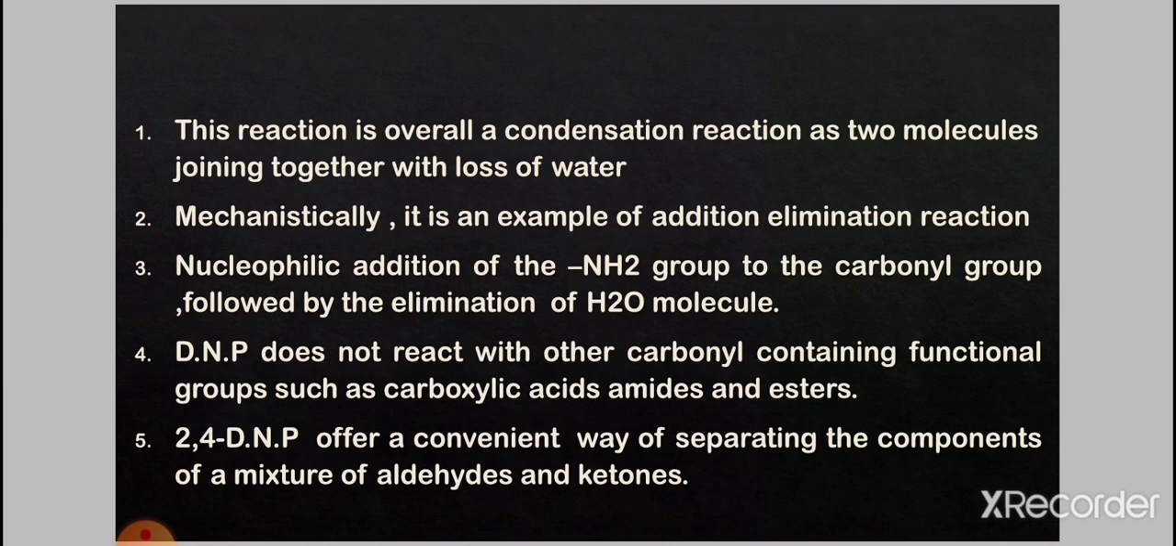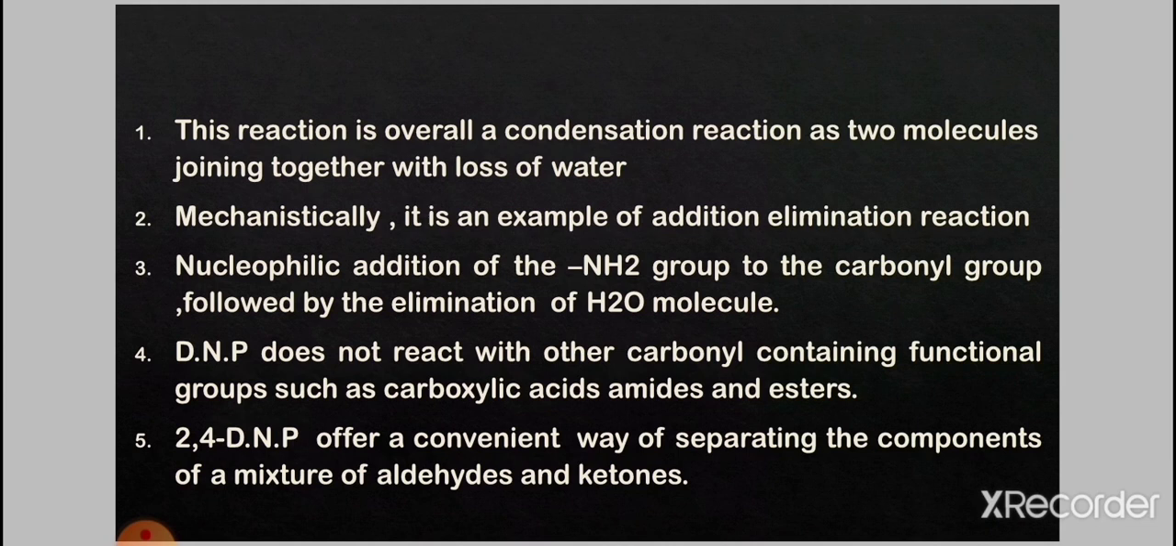This reaction is overall a condensation reaction, as two molecules join together with the loss of water. Mechanistically, it is an example of an addition-elimination reaction: nucleophilic addition of the NH2 group to the carbonyl group, followed by the elimination of an H2O molecule. DNP does not react with other carbonyl-containing functional groups such as carboxylic acids, amides and esters.